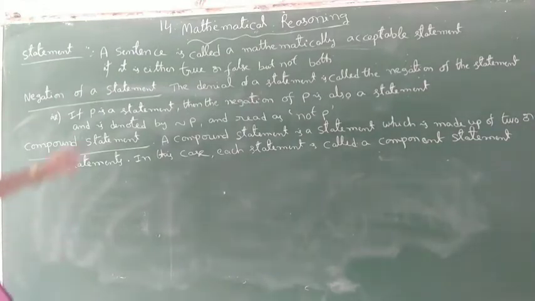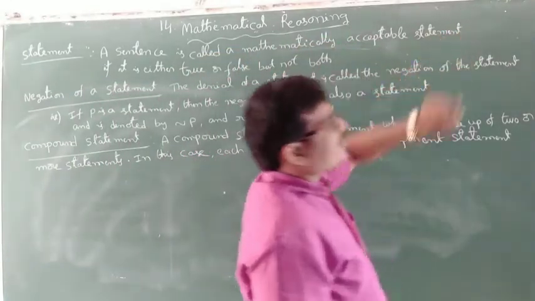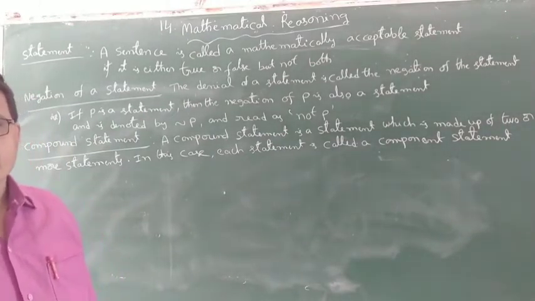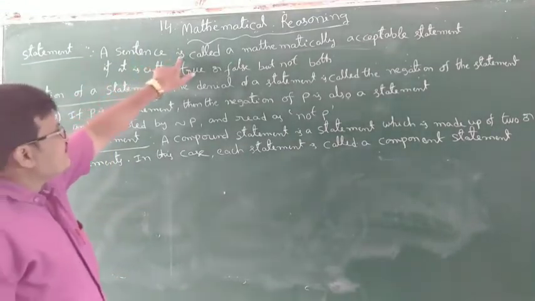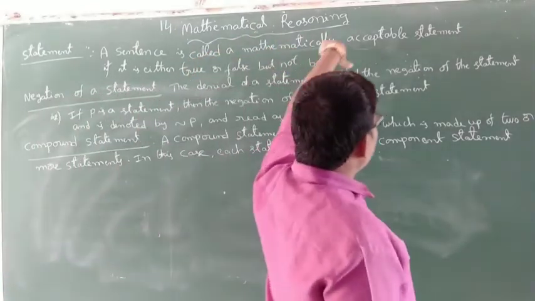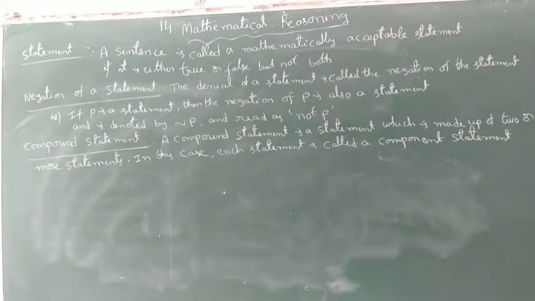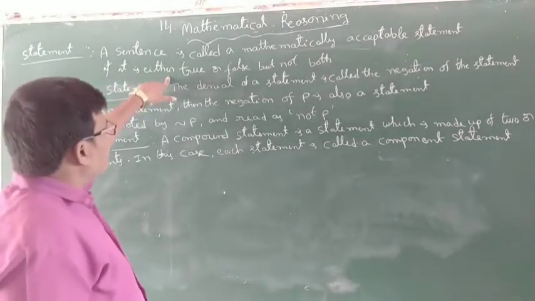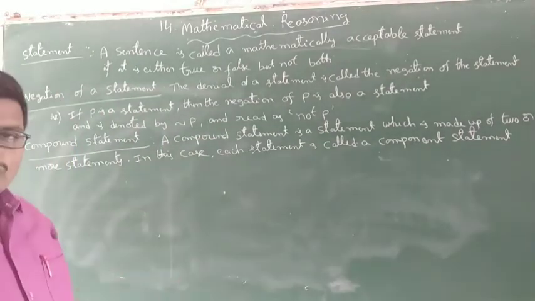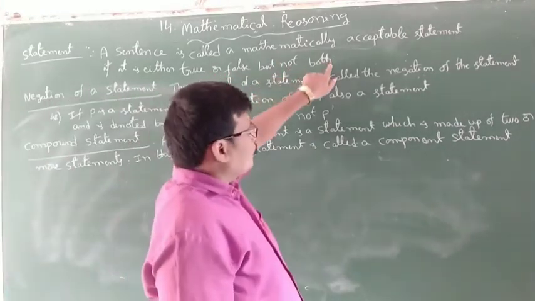A sentence is called a mathematically acceptable statement if it is either true or false, that is, a true sentence or a false sentence, but not both.